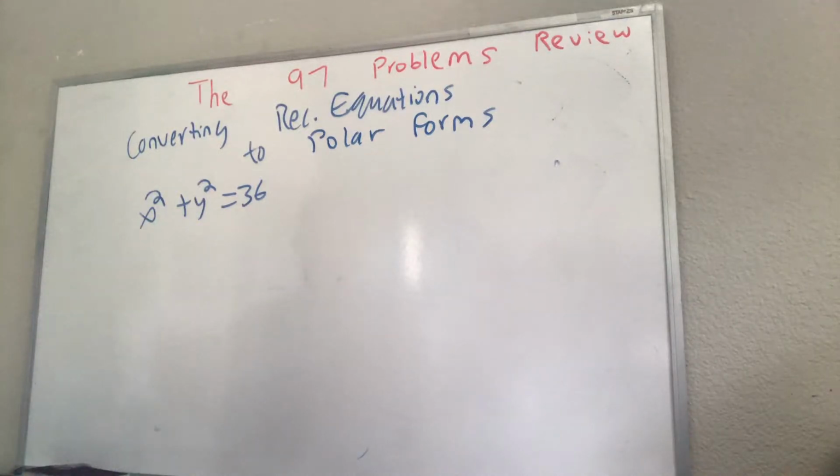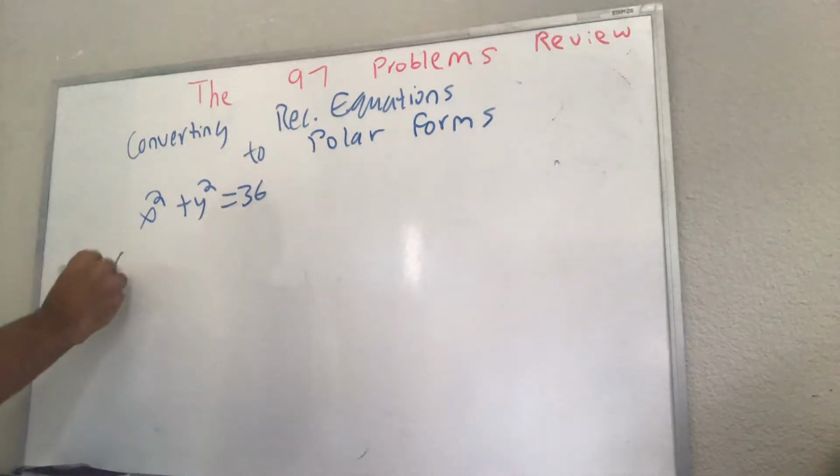So in this lesson, as we approach more towards the end of our review for pre-calc, this one here is converting rectangular equations to polar forms. So we have x squared plus y squared is equal to 36. Now this is in the rectangular form, right? If you think about it, it's really the equation of a circle, right?